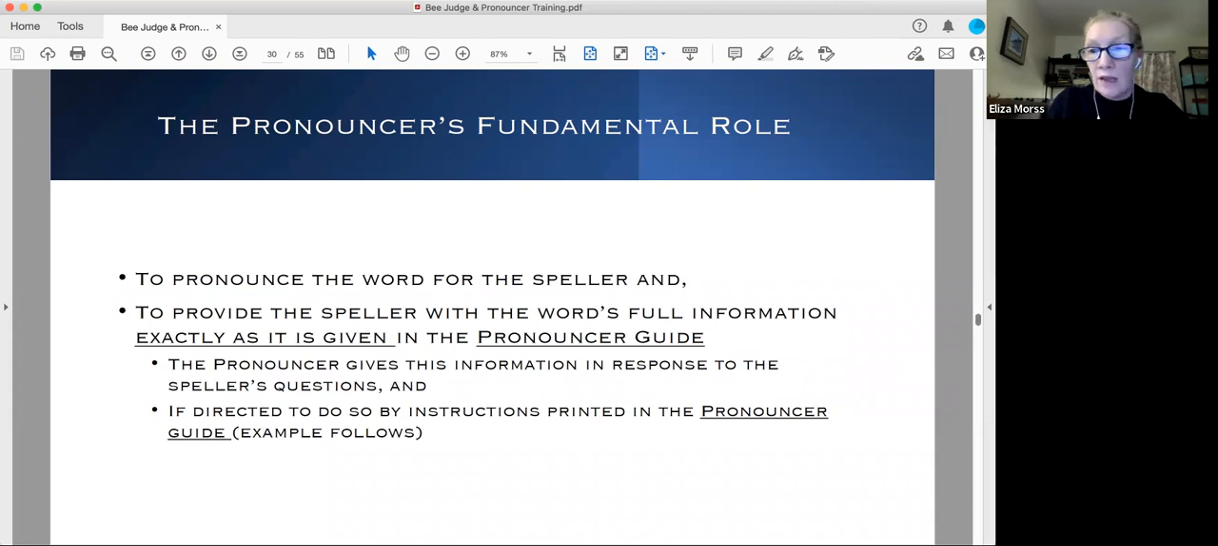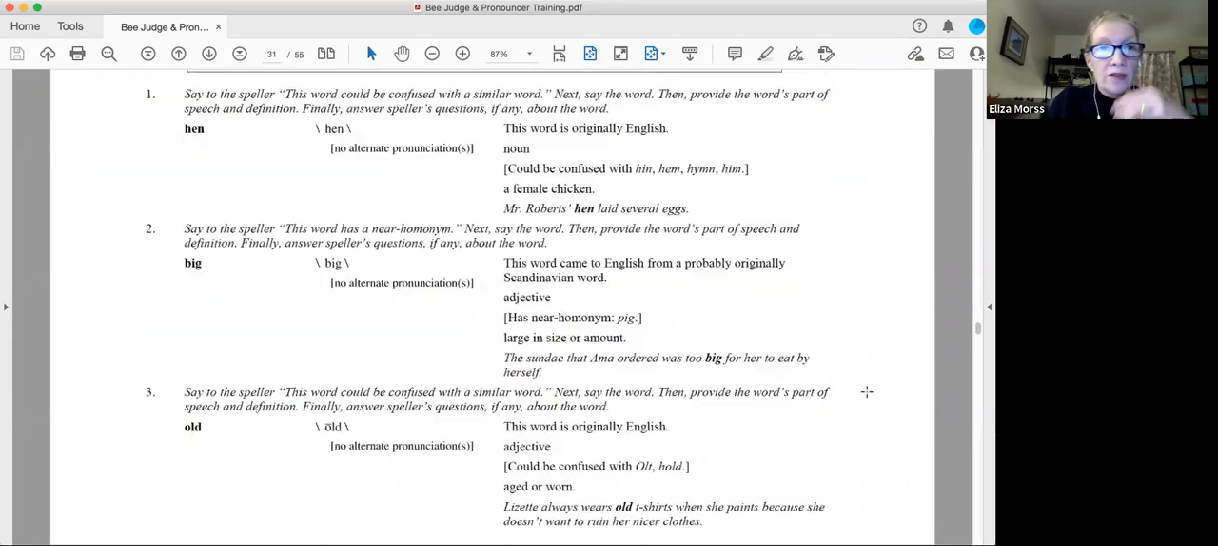So we're going to look at an example of an old pronouncer guide. Let's look at the pronouncer guide. Word number 1 is hen. You see here these instructions. Say to the speller, this word could be confused with another word. So for example, how the pronouncer would present this is: speller number 1, your word is hen. Now this word could be confused with a similar word. And then it says here with the instructions, say the word, then provide the word's part of speech and definition. So then you would look here for part of speech, noun, and definition, a female chicken. And then the pronouncer would wait.